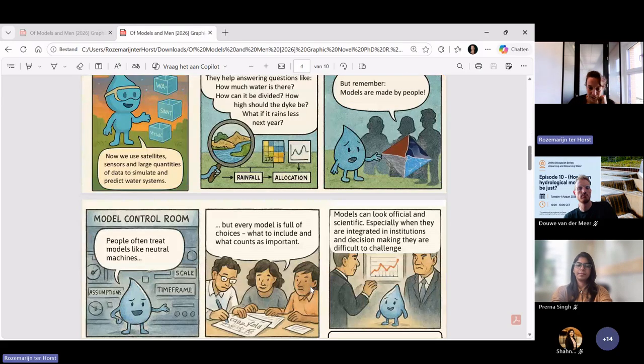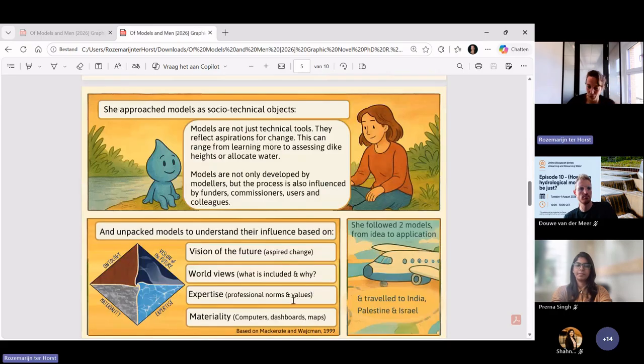I looked at them as a constellation, so socio-technical objects as a constellation of visions of the future. What do we want to change? In every model, there's an aspiration for change, even if it's just trying to understand what the world looks like and it seems completely neutral. You go into modeling for a reason, right? You want to understand the world for a reason. And that reason is always a certain aspired change.